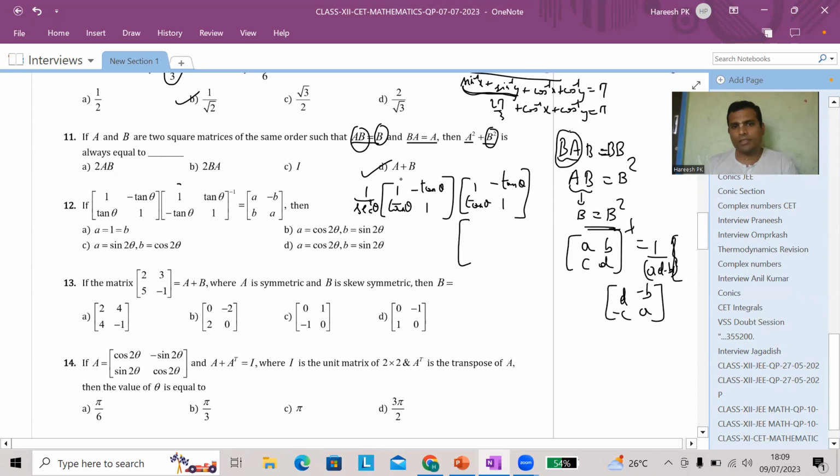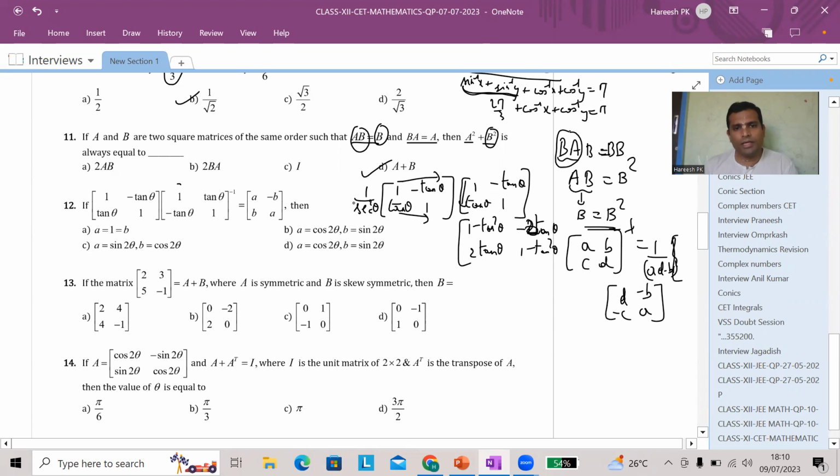when I do the matrix multiplication, first row with first column will give me 1 minus tan square theta. And first row with the second column will give me, sorry, minus 2 tan theta. And second row with the first column will give me tan theta plus tan theta, which is 2 tan theta. And the last will again give me 1 minus tan square theta.